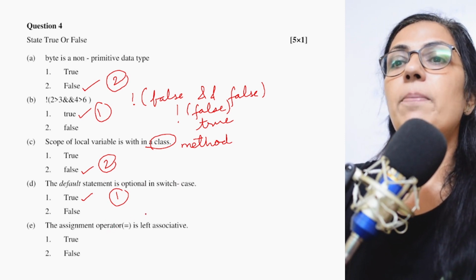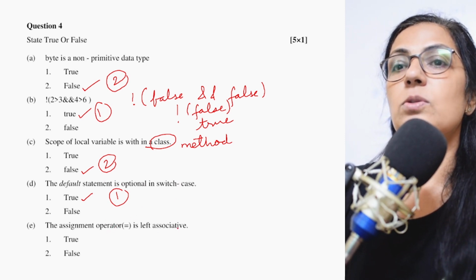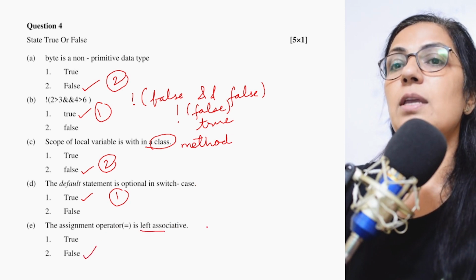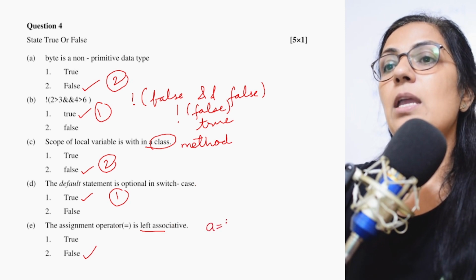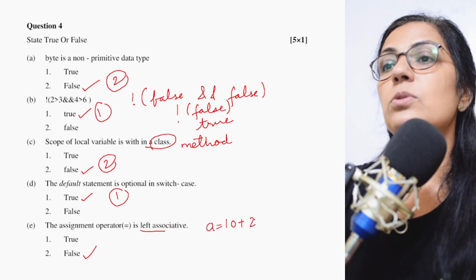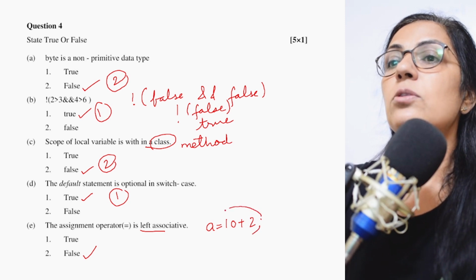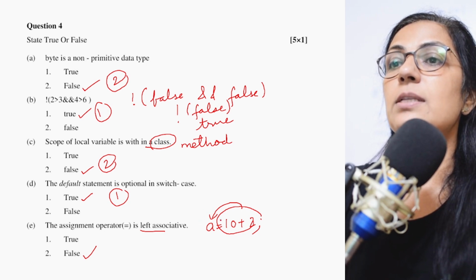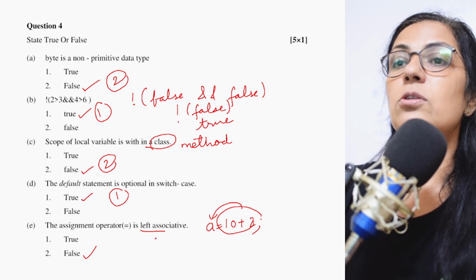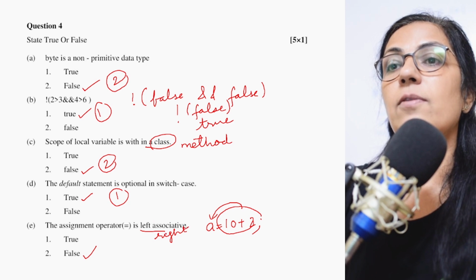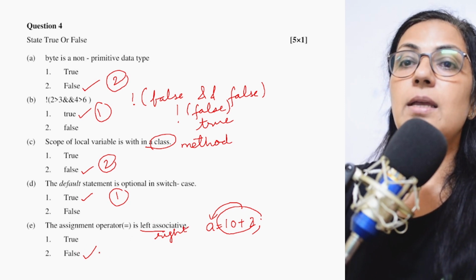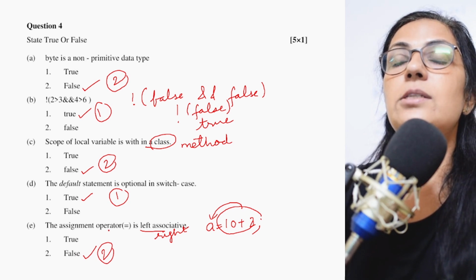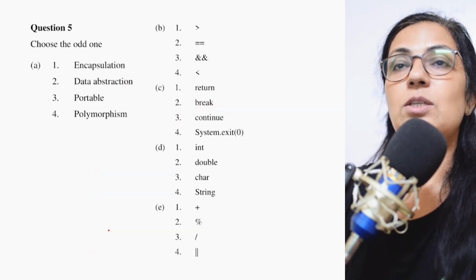The assignment operator is left associative. Here it is false. It is right associative. Say when you write a equals to 10 plus 2, suppose you are writing like this. So this is calculated from right to left. The associativity is from right to left, which is also known as right associative. So the correct answer is false. Option 2 is the correct answer for this.